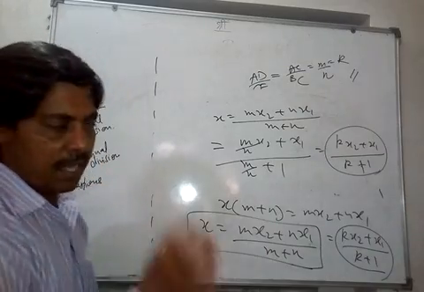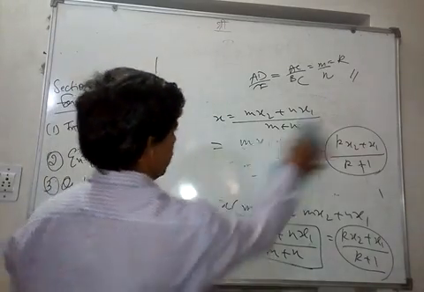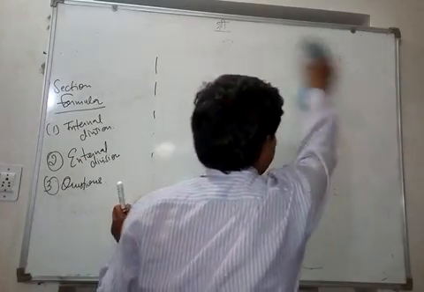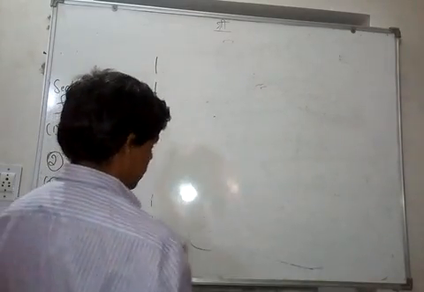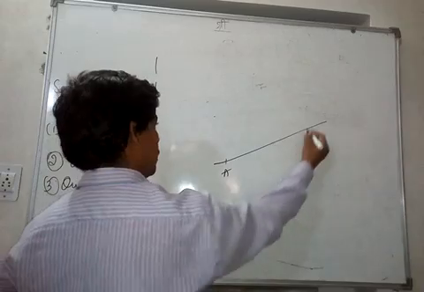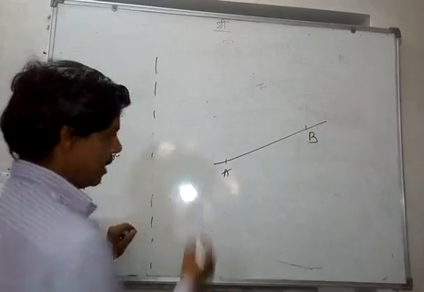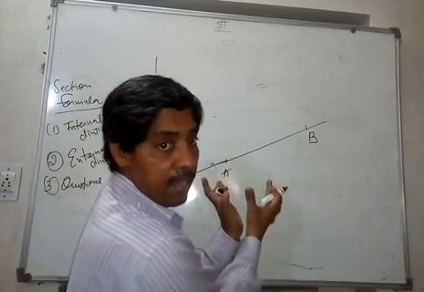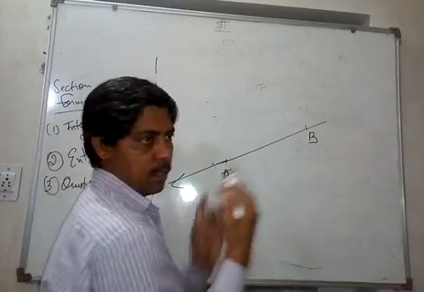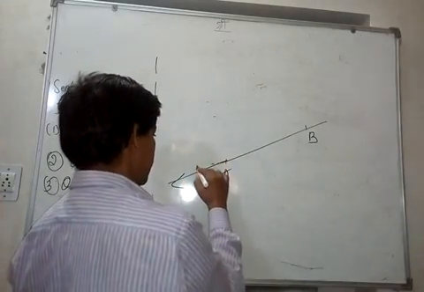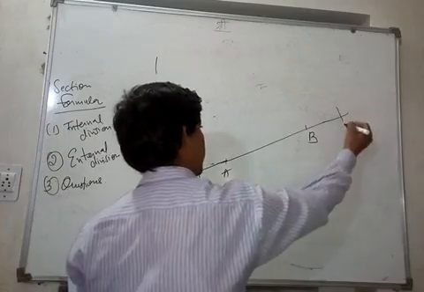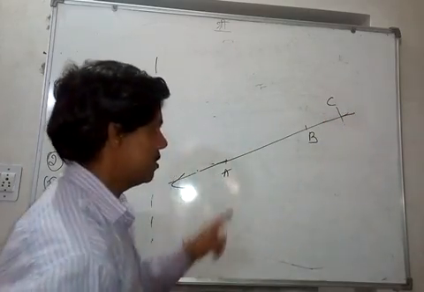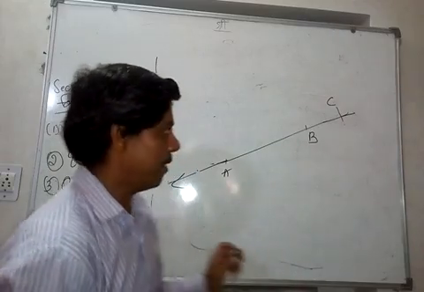For external division, I will tell you what the difference is. The difference in external division is, suppose you have this point A, and suppose this point is B. In external division, the point C is not inside, not in between A and B. It is lying either here or somewhere here. So you can consider, suppose it is here. Now you see that C is not between A and B, right?